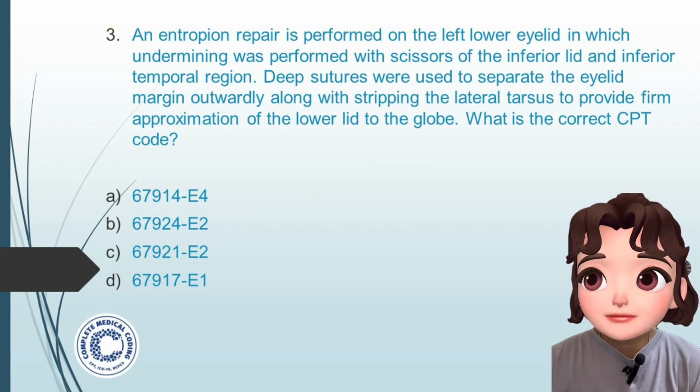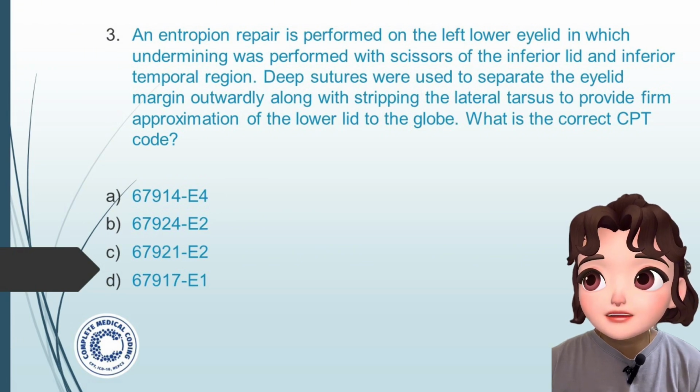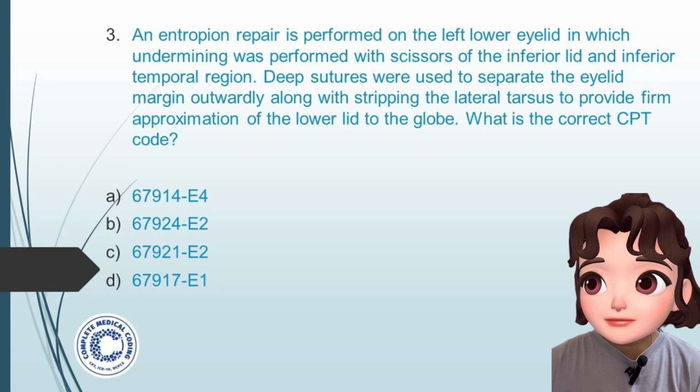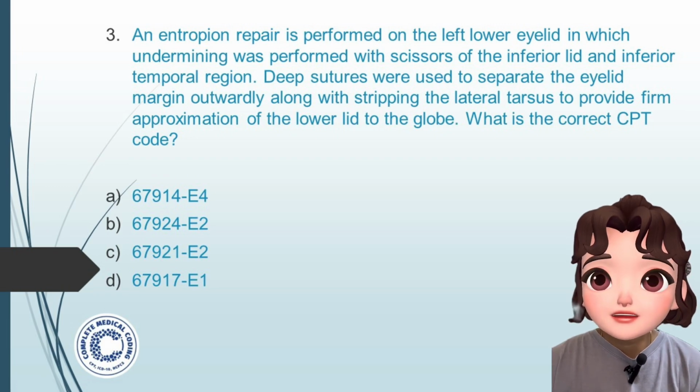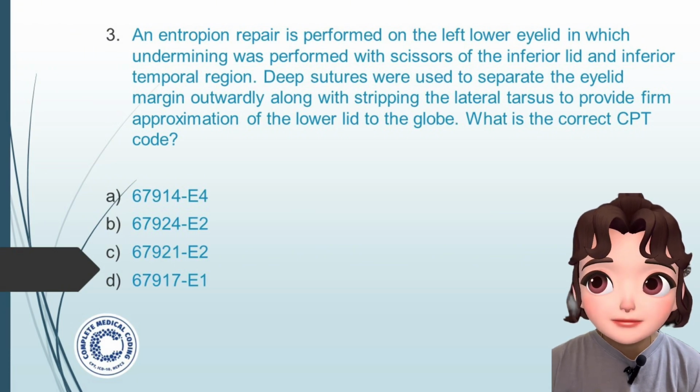An entropion repair is performed on the left lower eyelid, in which undermining was performed with scissors of the inferior lid and inferior temporal region. Deep sutures were used to separate the eyelid margin outwardly, along with stripping the lateral tarsus to provide firm approximation of the lower lid to the globe. What is the correct CPT code? So here entropion repair is the procedure, which is performed on the left lower eyelid. Only left lower eyelid is mentioned.